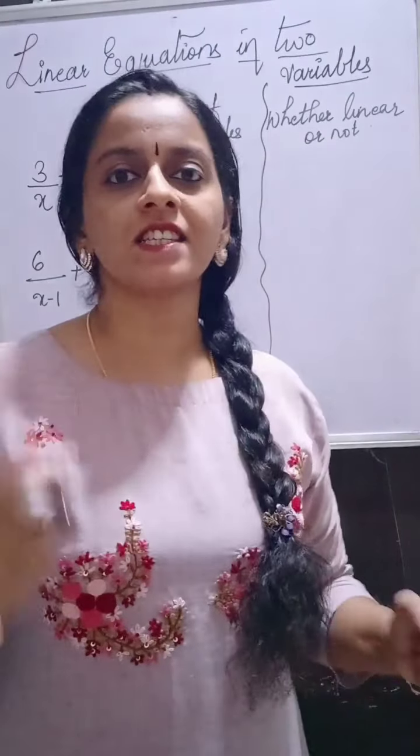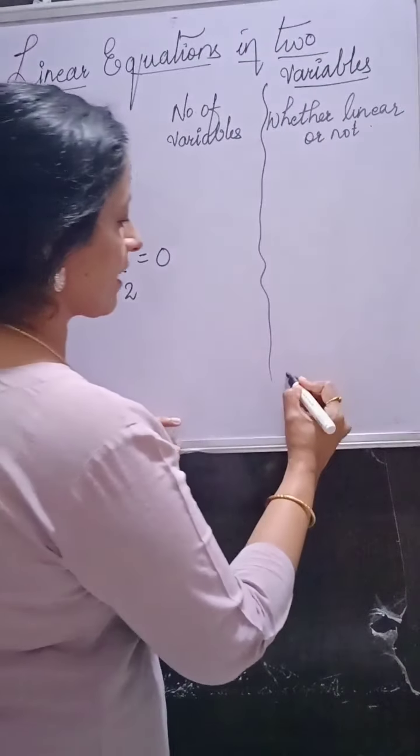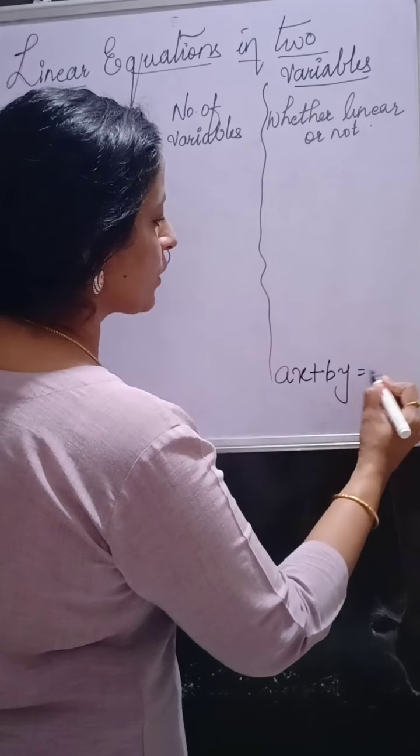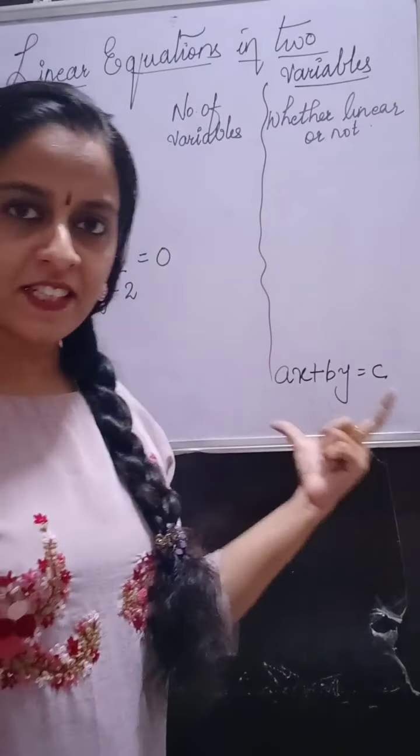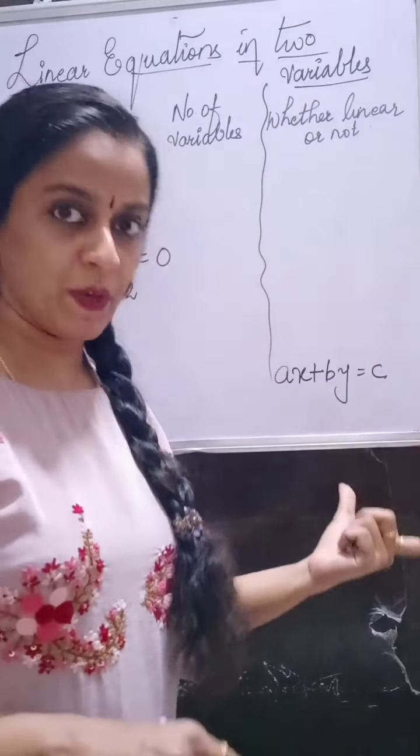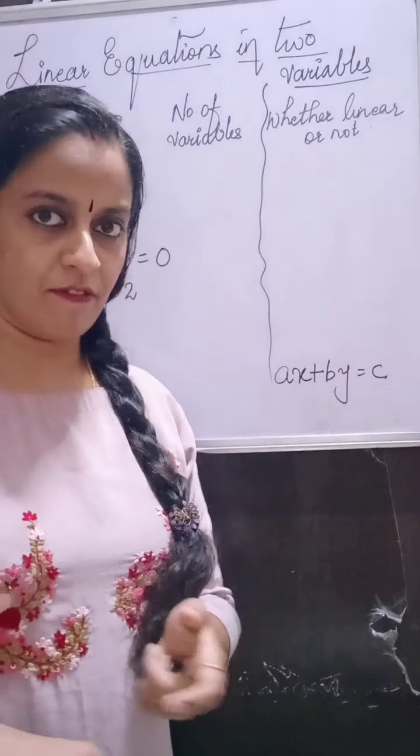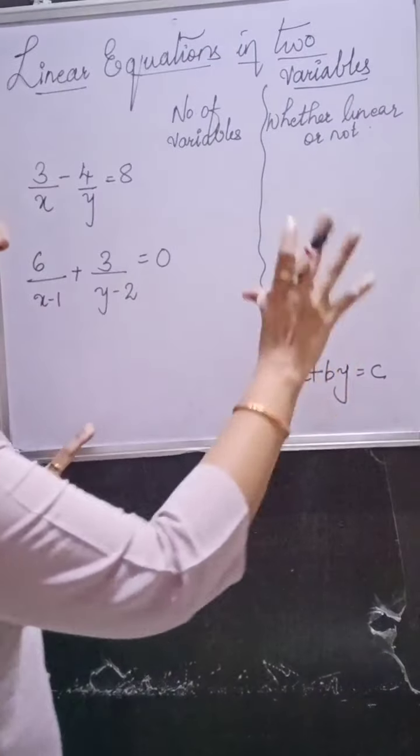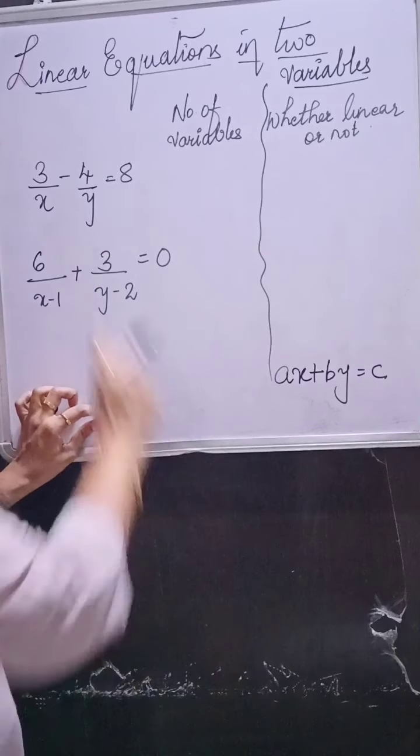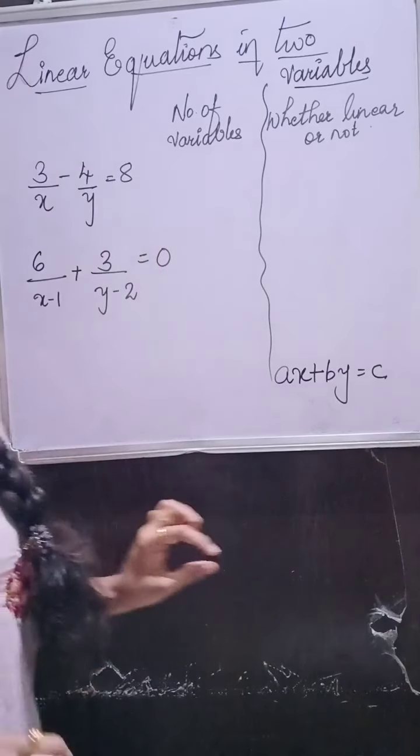We had discussed the general form of a linear equation in two variables. I'll write it once again: ax + by = c. This form we had discussed in the examples which we dealt with till now. So ax + by = c is the general form of the equation. So compare this form and the equation which is given here. Just see, 3/x - 4/y = 8.